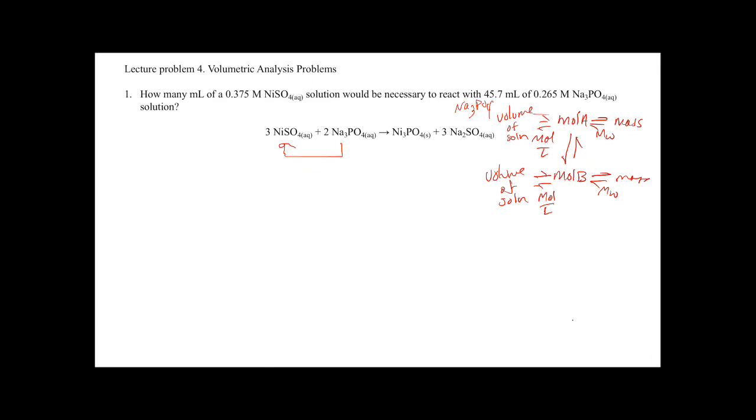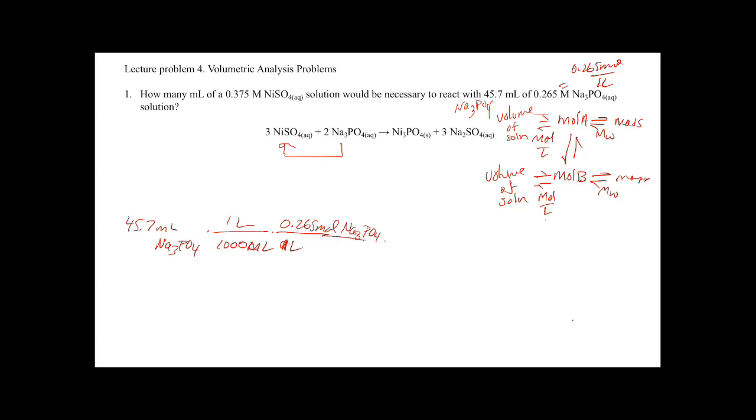So let's start this problem off by first taking our 45.7 mL of the sodium phosphate. We have to convert this to liters because if we remember, there's 1,000 milliliters for every 1 liter. This is essentially equivalent to 0.265 moles for every 1 liter. That's what molarity is. So it's a unit of concentration telling us how much is in the solution. Once we're in liters, now we can bring our concentration in. So we know that for every 1 liter, there is 0.265 moles of the sodium phosphate.